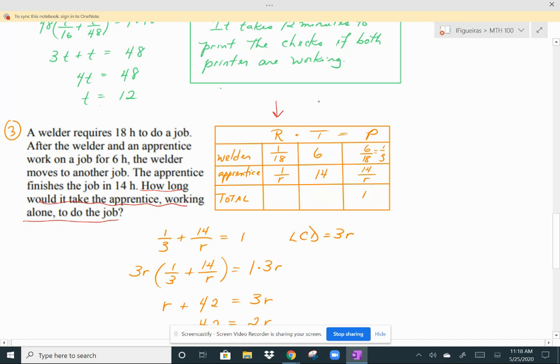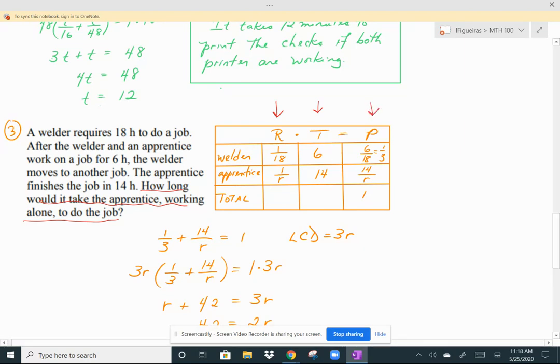Time. Remember, time will be how long someone has been working on a job together. So the welder and the apprentice are working together. The welder works on the job for 6 hours, then he leaves and goes to another job. The apprentice finishes up and his time on the job has been 14 hours. So we put 6 and 14 under time.